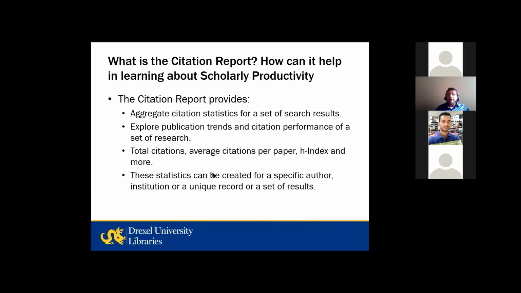So then we talk about citation report. What is a citation report? It provides aggregate citation statistics for a set of search results. You can explore publication trends and citation performance of a set of research: total citations, average citations per paper, H index, and more. And H index, I have constantly been asked by many researchers here, what is my H index and how can I find it? And citation report can help you find that. It can be created for a specific author or an institution or a unique record or set of results. And we're going to explore that quickly.